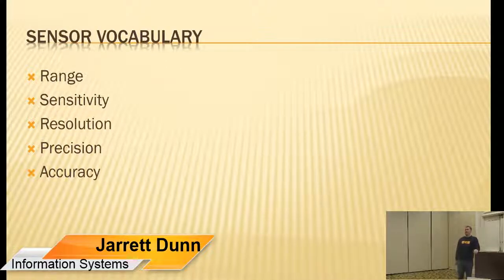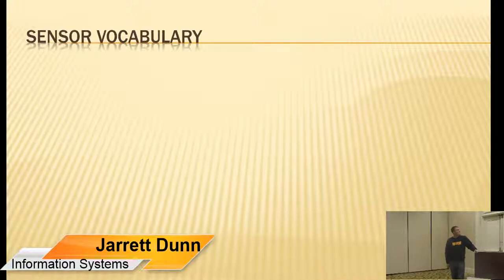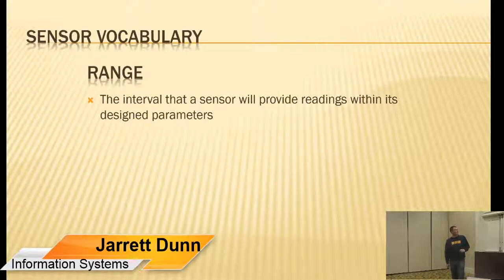So once you're looking at sensors, it's important to know the vocabulary when you're thinking about sensors. You have the range, the sensitivity, the resolution, the precision, and the accuracy of your sensors. So the range is the interval over which the sensor will provide readings within its design parameters, which is a lot of words. So every sensor you have has a range associated with it, from 0 to 12 volts, from 0 to 100 amps, or 100 to 200 amps. If you're working outside of those ranges, your sensor is not likely to be effective. It may still provide you a reading, but it's likely not going to provide you a reading that has value.